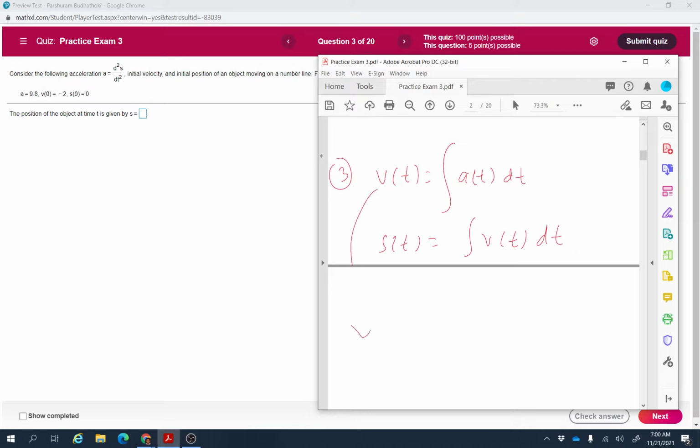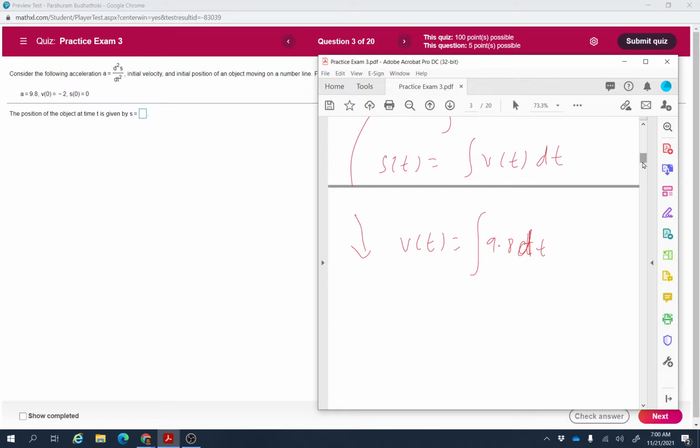For finding the first one, which is v of t, we plug in a of t, which is given here as 9.8. Velocity is the integral of 9.8 dt, because a is 9.8. So if we want to find the velocity, we need to find the integration of 9.8, which is 9.8 times t plus a constant, let's say constant 1.